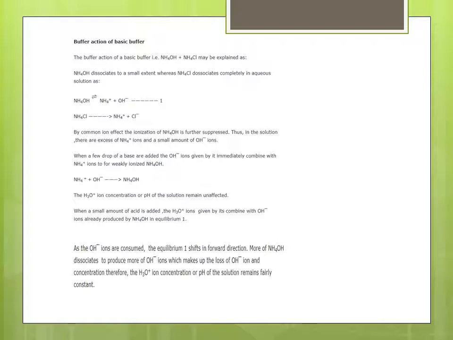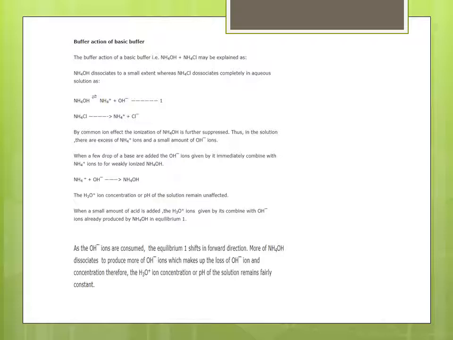Now buffer action of basic buffer. The buffer action of a basic buffer can be explained by taking the example of ammonium hydroxide and ammonium chloride. By common ion effect, the ionization of ammonium hydroxide is further suppressed. Thus there is an excess of ammonium ion and a small amount of OH negative ion.